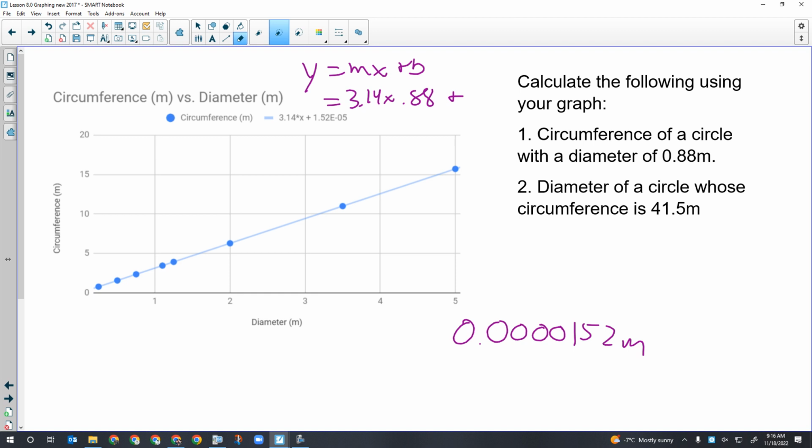All right. Could we calculate the diameter of a circle whose circumference was 41.5?